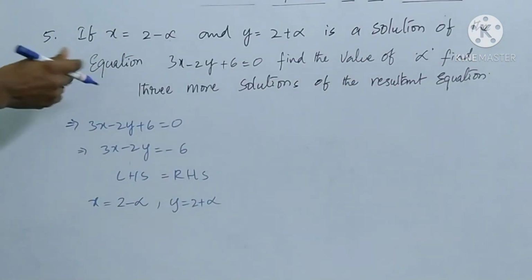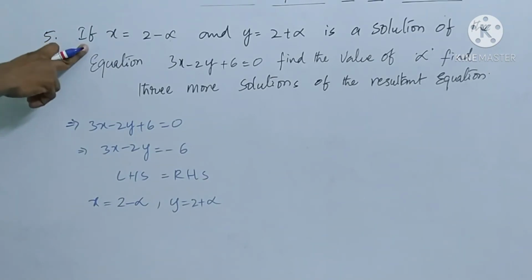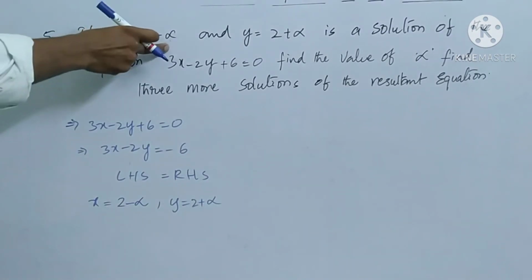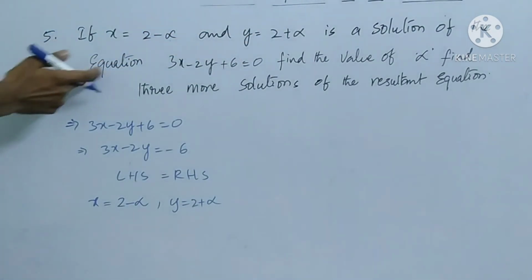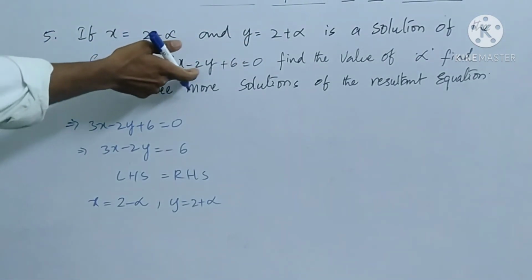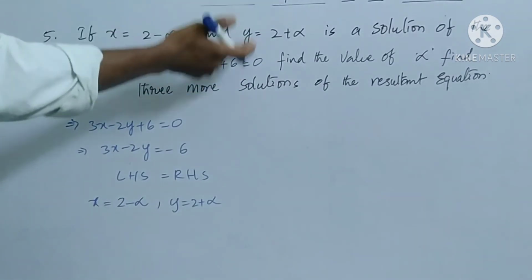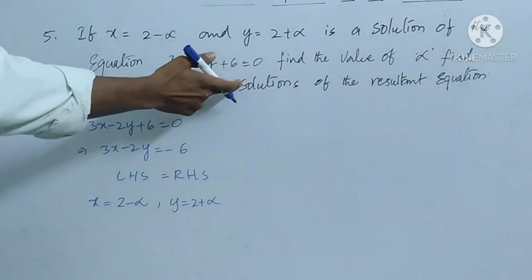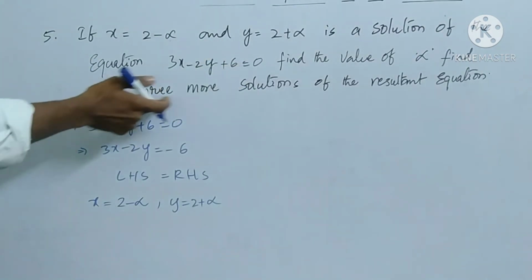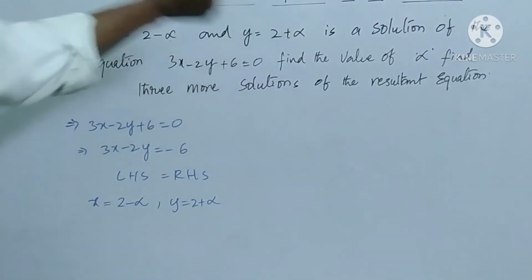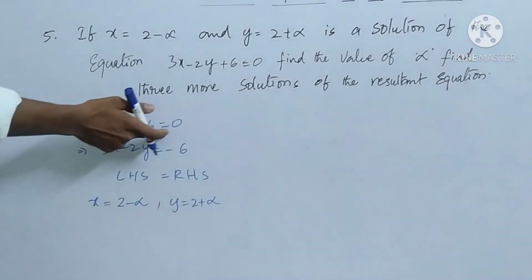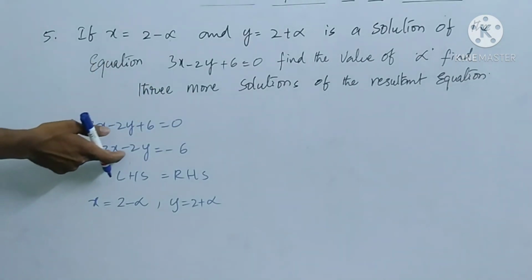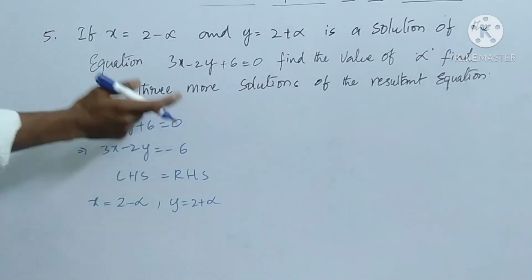This is the fifth question, fifth Roman. If x is equal to 2 minus alpha and y is equal to 2 plus alpha is the solution of the given equation 3x minus 2y plus 6 is equal to 0, find the value of alpha and 3 more solutions of the resultant equation. So here the given equation is 3x minus 2y plus 6 is equal to 0. So 3x minus 2y plus 6 transposes to minus 6.